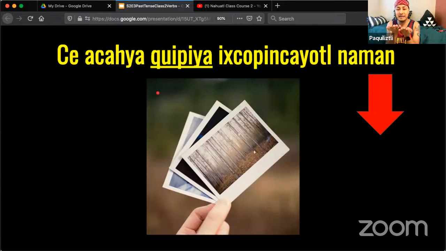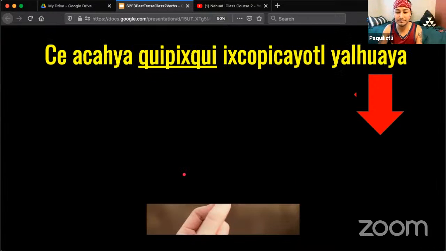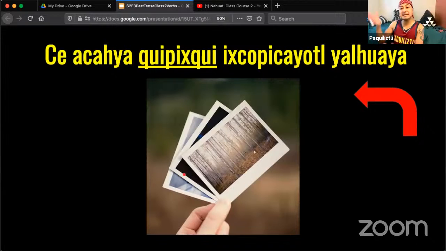Se akahia kipilla ixcopincayotl naman. Oh, I can't circle and point down at the same time. Se akahia kipilla ixcopincayotl naman. Se akahia kipishki, so it went from kipilla to kipishki, ixcopincayotl yalwaya. Okay?